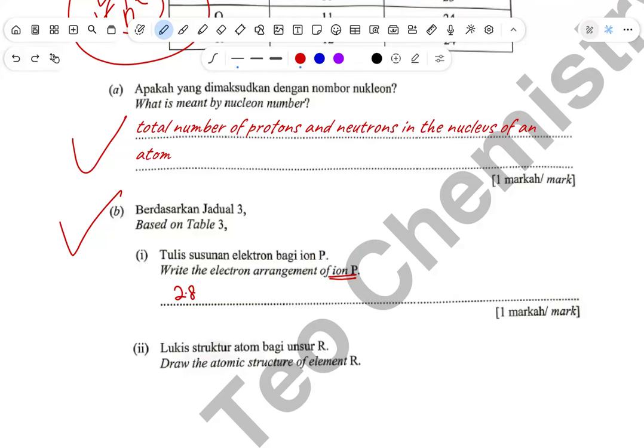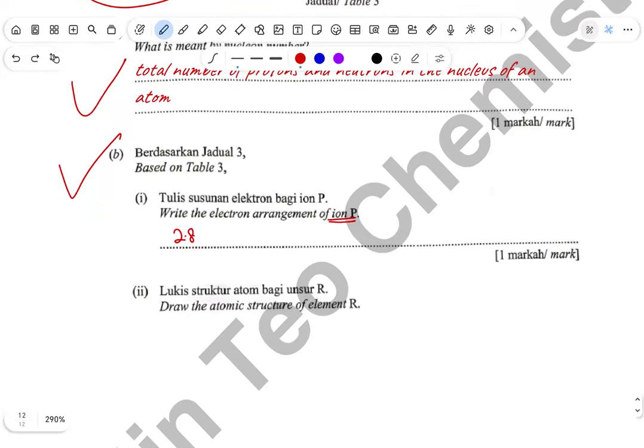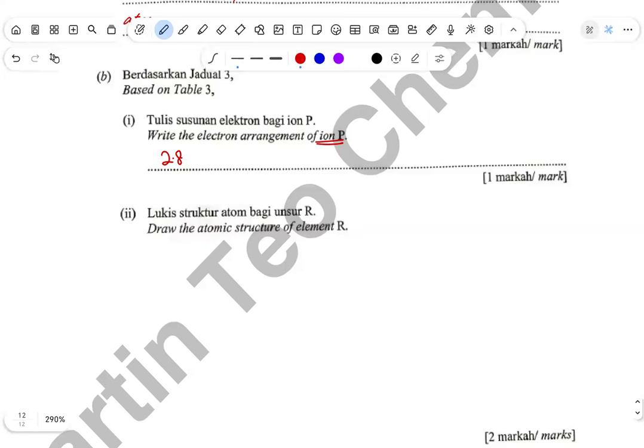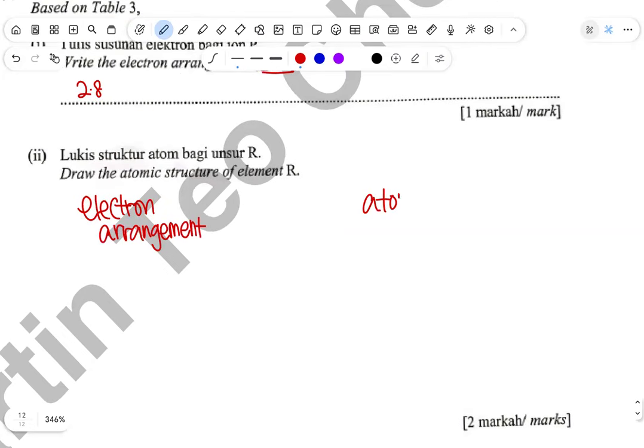Okay, now let me talk about the last thing before I start with our session today. The last one, you need to draw the atomic structure for the element R. This is one thing that a lot of students always mess up. Many students always mess up atomic structure as well as electron arrangement. Sometimes they will ask you to draw electron arrangement. Sometimes they will ask you to draw atomic structure. So you really need to know what the question wants.